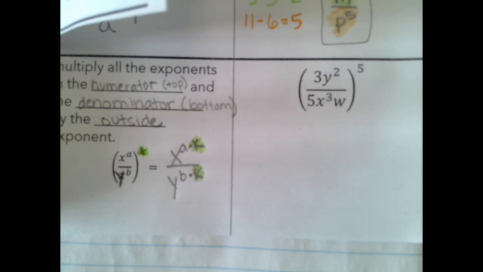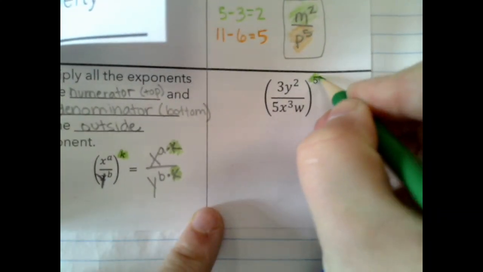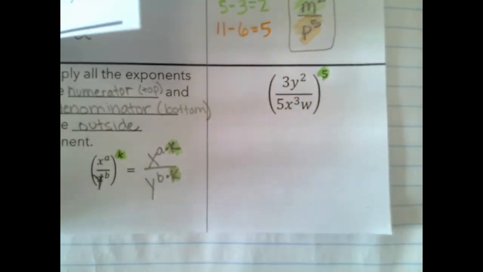We could even go further and write it as 3 times y over 5 times x times x times x times w, times 3 times y over 5 times x times x times x times w. But I'm not going to write that all out. Instead, we can take that 5 on the outside, and multiply all the inside exponents by 5.